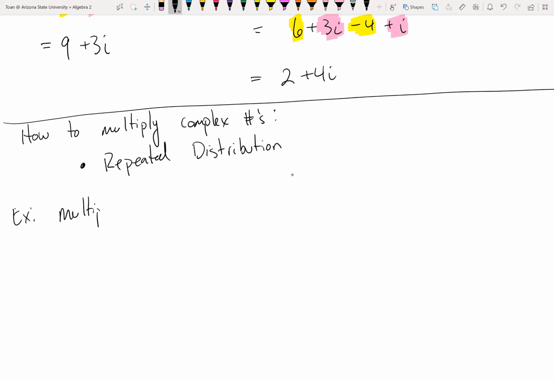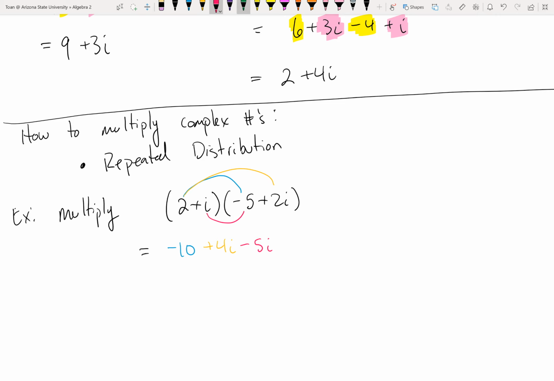Now let's take a look at an example. Suppose I ask you to multiply 2 plus i times negative 5 plus 2i. So you just do regular repeated distribution. Let's distribute the 2. 2 times negative 5 is negative 10. 2 times 2i is a positive 4i. i times negative 5 is negative 5i. And i times 2i is 2i squared. Just like how x times x is x squared, i times i is i squared. Then you combine like terms. We have like terms in the middle here. So we get negative 10 minus i plus 2i squared.